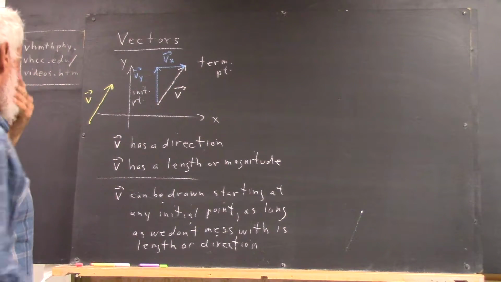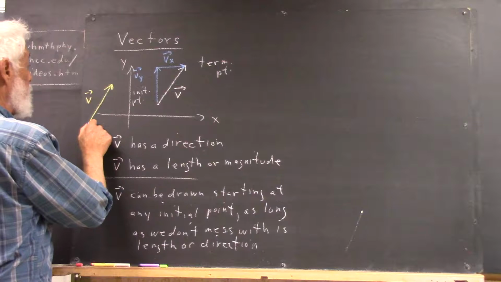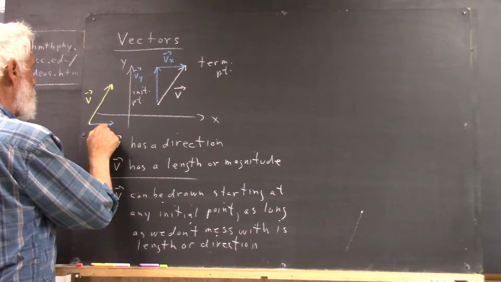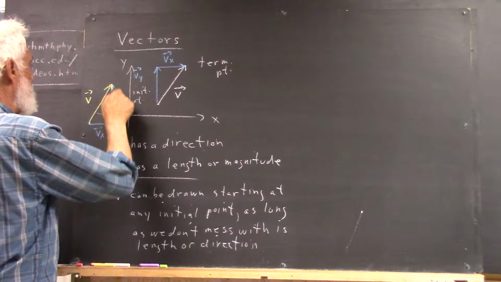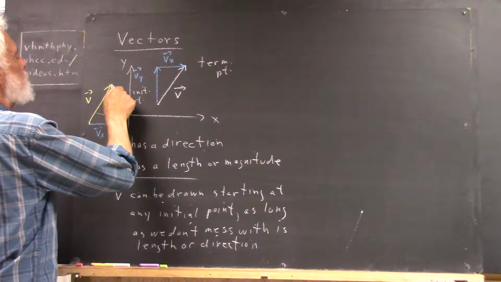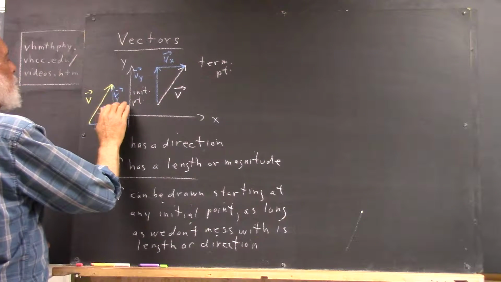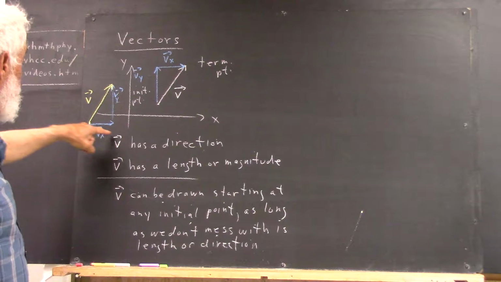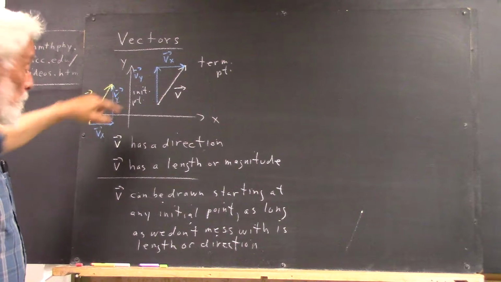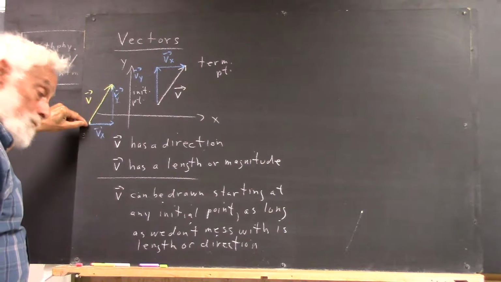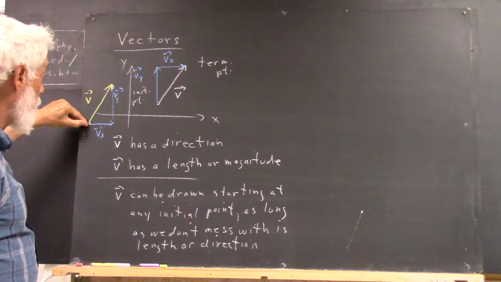And if I do that, well, the very same vx and vy, not very well written. I wrote a y when I meant to write a v. But anyhow, the same vx and vy will get us from the initial point to the terminal point of the vector if the initial point is here.